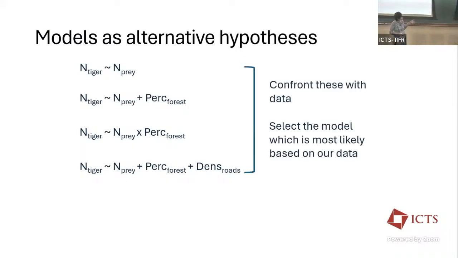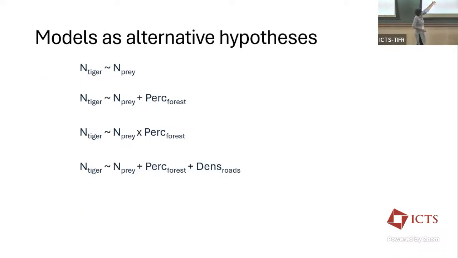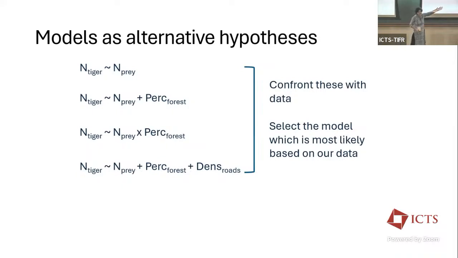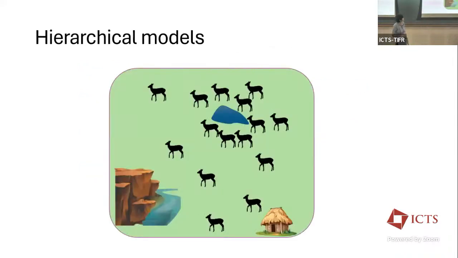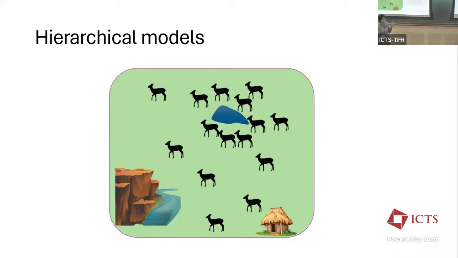So now, how do you then decide which is the best model? We are talking about the simplest model with the best fit to the data, right? So we can always say which is the simplest model: it's the model with the fewest parameters, but you need to also get that best fit with the data. So we have to go out, get data, confront these models with the data, and select which is most likely. All right, the other thing before talking about how we go out and get that data, that's the big question, no? The other thing I just want to talk about before that is what are called hierarchical models.